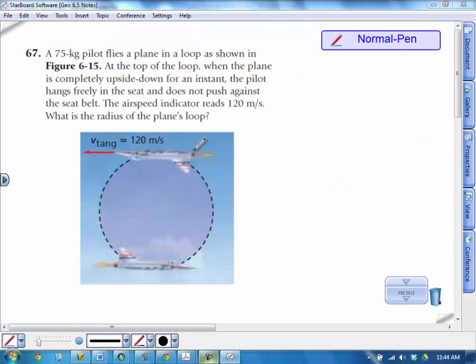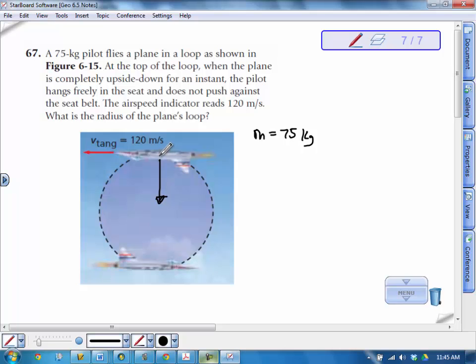67 is the last one for chapter 6. It says a 75 kilogram pilot, so we have a pilot with 75 kilograms, flies in a loop as shown. At the top of the loop, when the plane is completely upside down for an instant, the pilot hangs freely in the seat and does not push against the seat belt. So what that means is that there is no normal force, basically, from the air molecules, from the lift on the plane. Therefore, there's no normal force attributing to the acceleration.